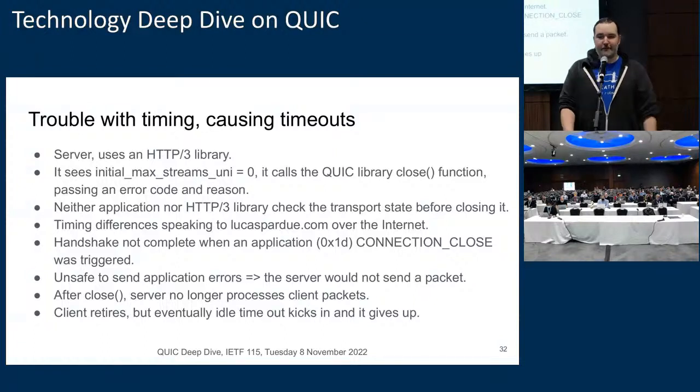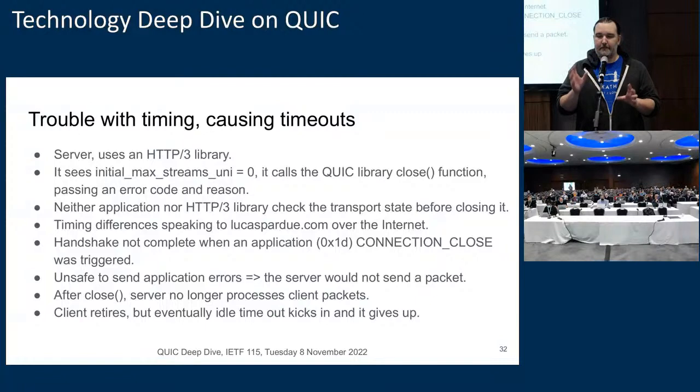So the root cause here is a trouble with timing. The HB3 library that we use for the server side, like I say, sees a 0, doesn't like it, calls close on the transport layer, passes it an application layer code and a reason. But neither the application nor the HB3 library checked the transport state. The handshake had completed correctly at that time. So this doesn't happen unilaterally, but there's some timing differences that I found.